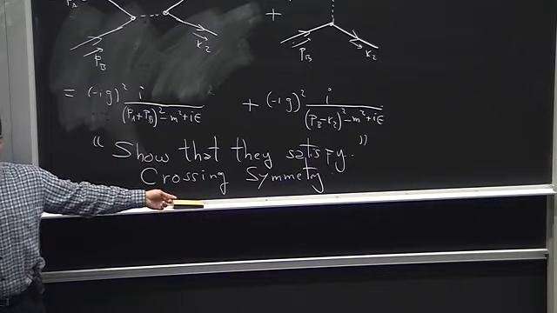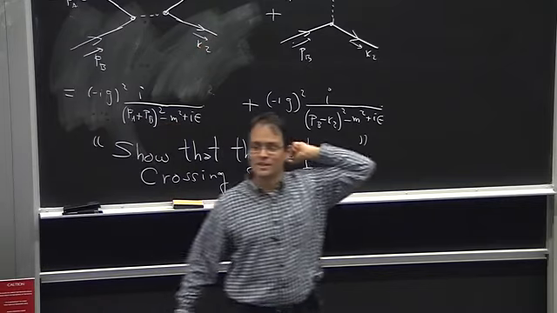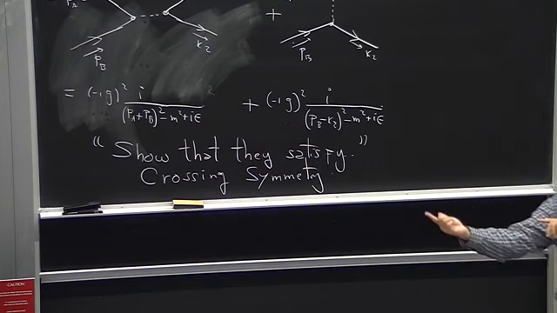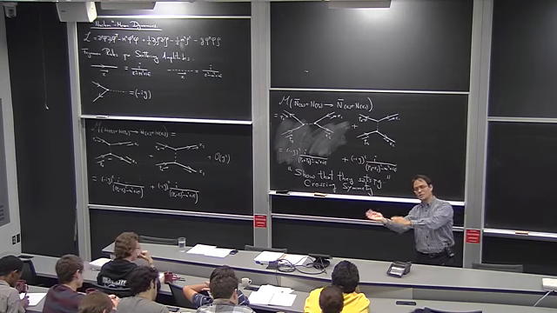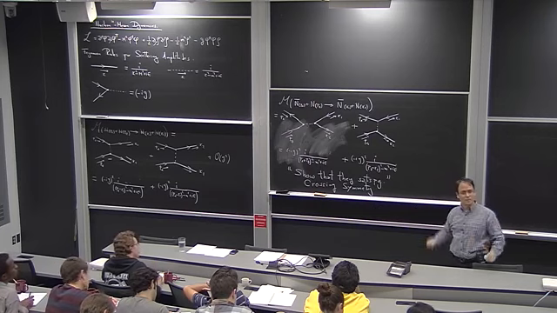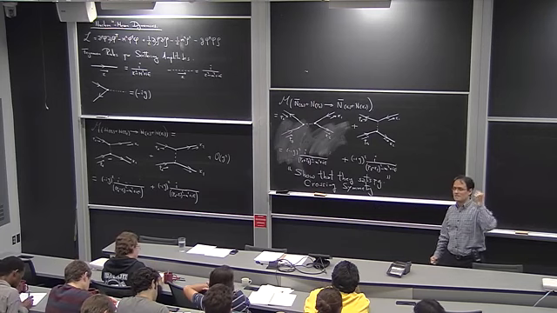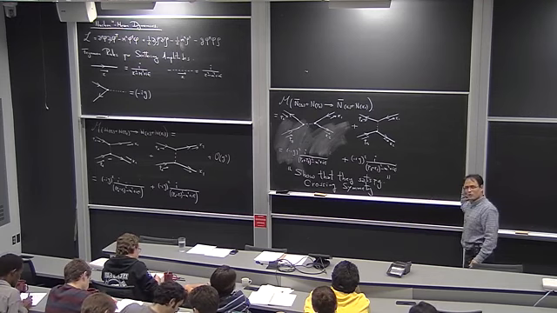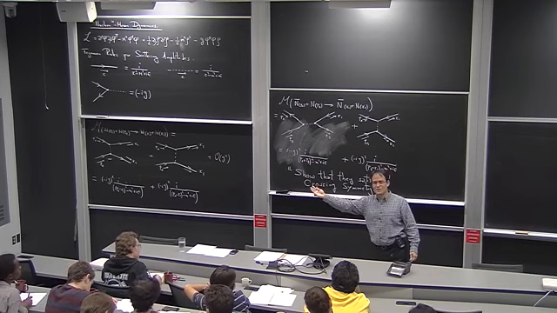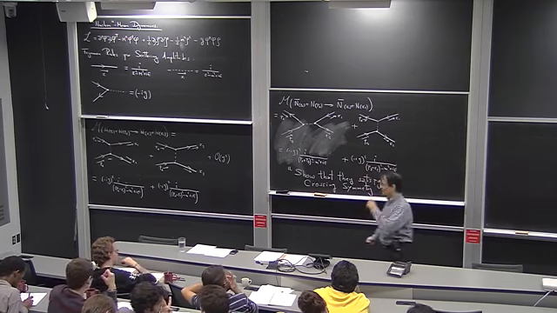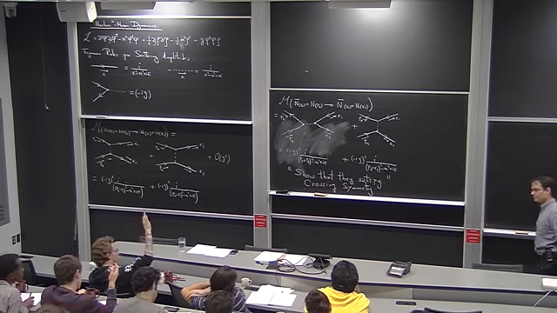Now, the catch is that every time you move one guy to the other side, you have to put a bar on it, okay? So you will analytically continue the momentum. You can pretend that a guy that was outgoing becomes incoming, but in the process, you will also have to flip the kind of particle you have. So something that was a particle outgoing would become an anti-particle incoming, and vice versa, right? Okay.